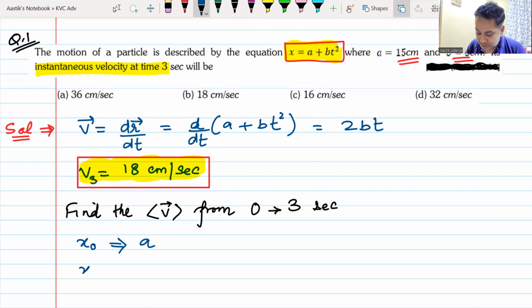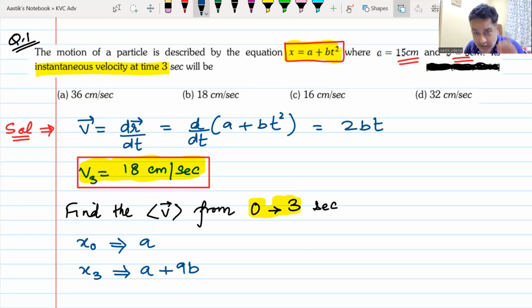Then from 0 to 3, I have to calculate. So I now put the value of time as 3 seconds, and I find out the displacement or position at 3 seconds. So x3, the position at 3 seconds, I put the value of time as 3 seconds. It will be a plus b into 3 square. 3 square is 9. So it will be a plus 9b. Yes or no? Yes, sir.